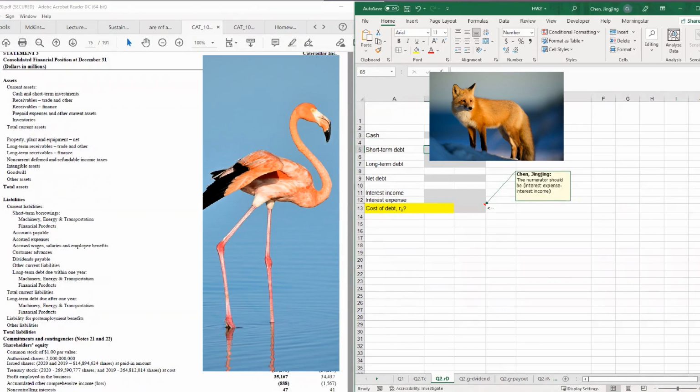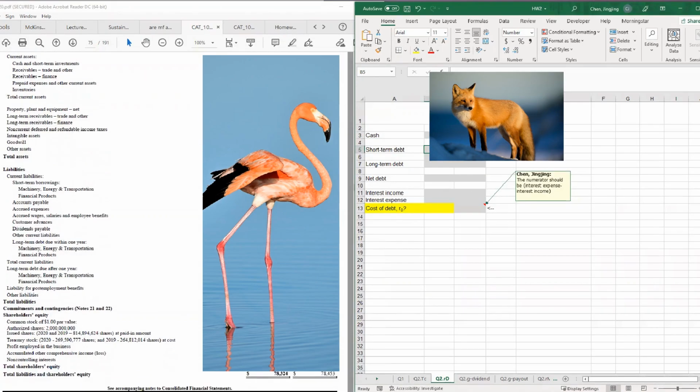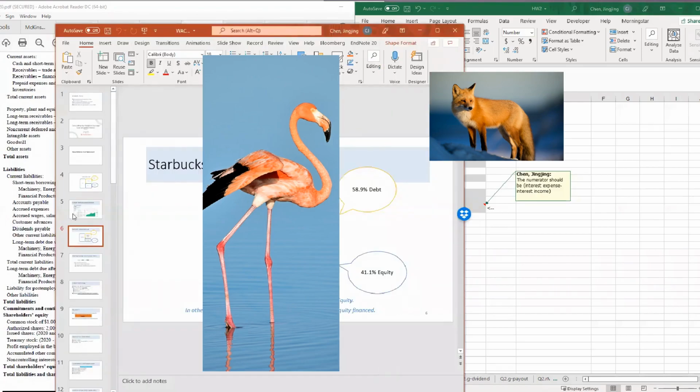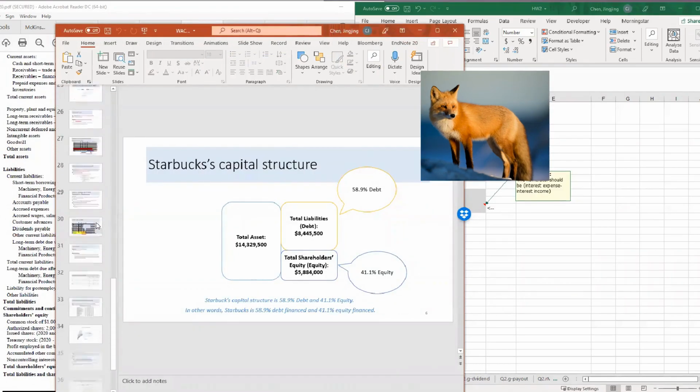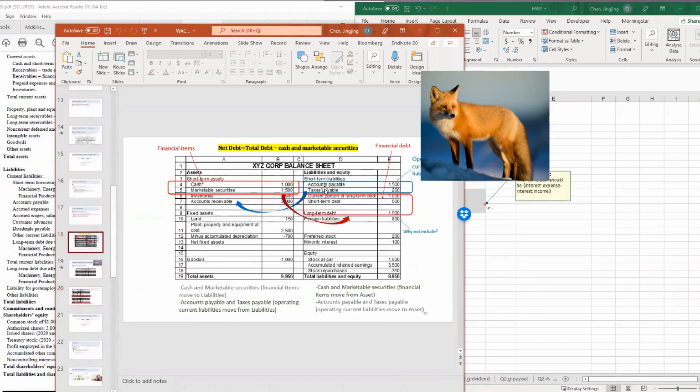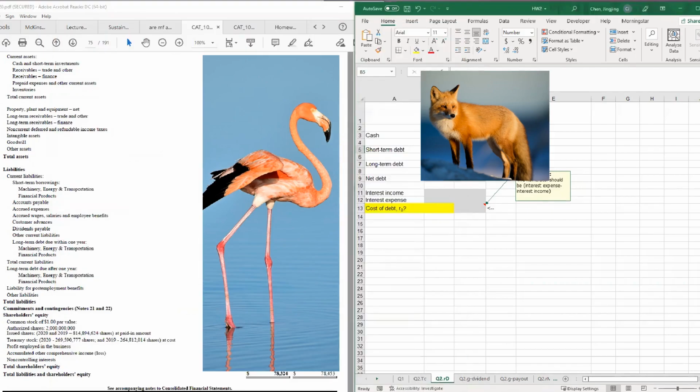Okay, next, let's find short-term debt. The idea here, I think I have explained in class. So let me just go back. The idea here is that we want to only keep the financial liabilities. Even though you have seen that under short-term liabilities there are accounts payable and taxes payable, we're not going to include these operating liabilities. We're going to only include short-term debt and the current portion of long-term debt. That's the short-term part, and we also add the long-term debt here. So that will be all the debt that we are taking care of.